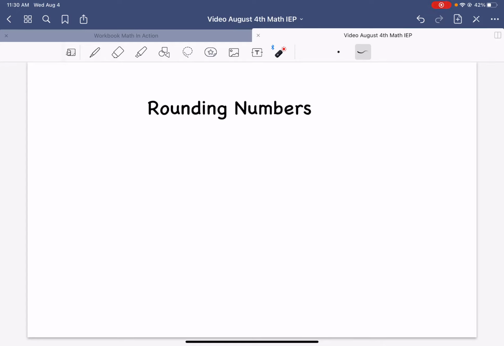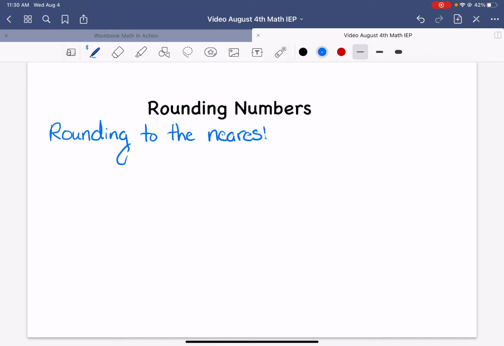So, yesterday we learned about rounding numbers. When we round numbers, we have to pay attention. Yesterday we learned about rounding to the nearest 10, right? Rounding to the nearest 10.